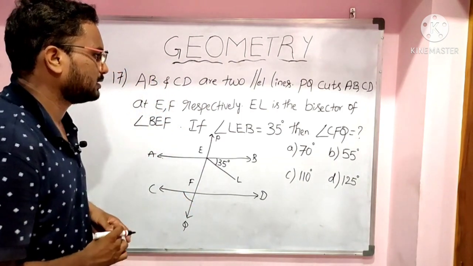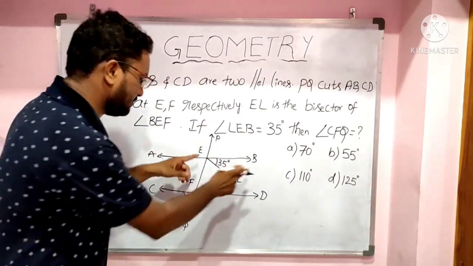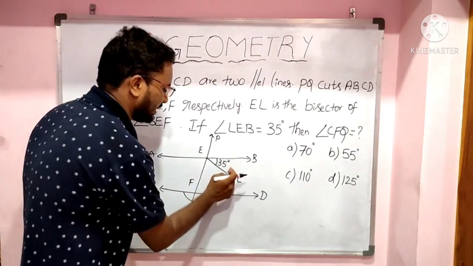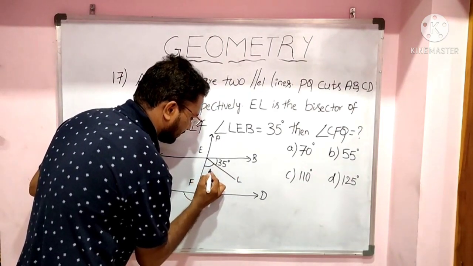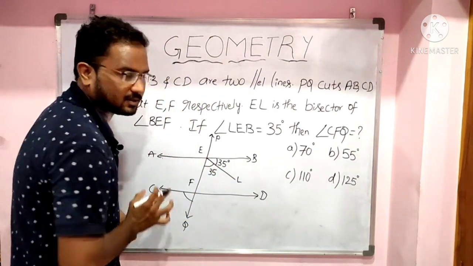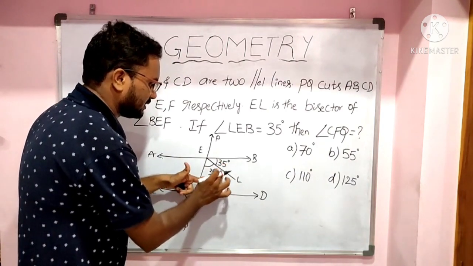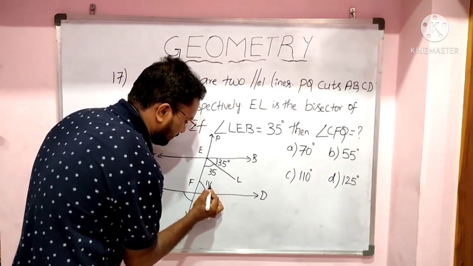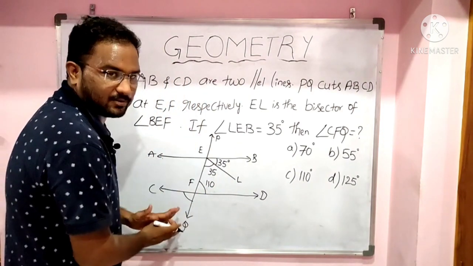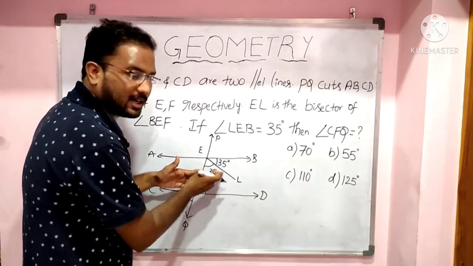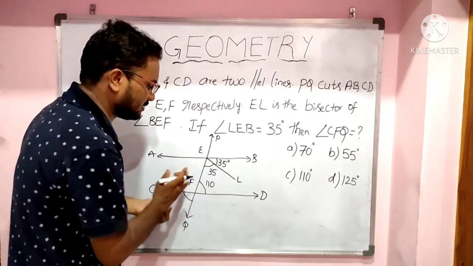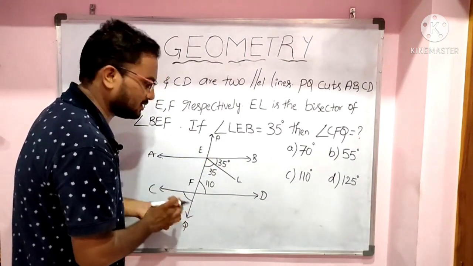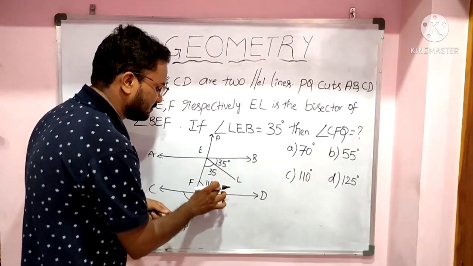Okay. So EL is the bisector of angle BEF. So if this is 35, then this should be equal to 35, because EL is the angle bisector. Okay. So if this is 70, then this should be equal to 110, because two parallels cut by a transversal line, then the sum of the interior angles on the same side of the transversal is 180. These two angles are on the same side of the transversal. If this is 70, then this should be equal to 110.